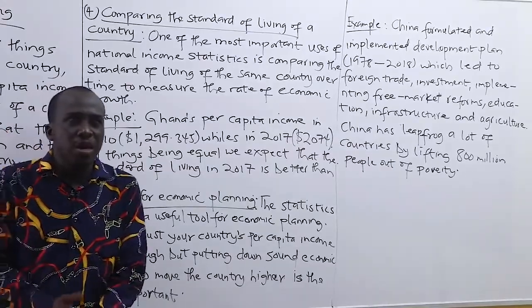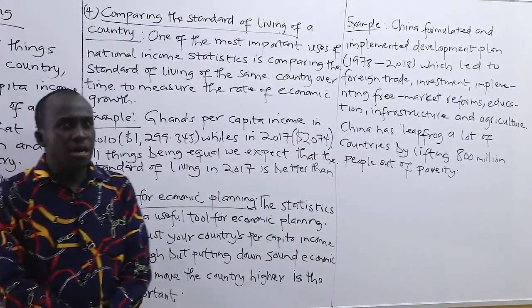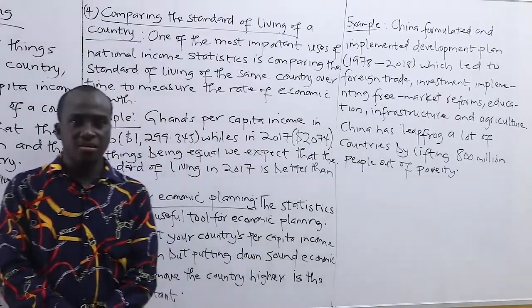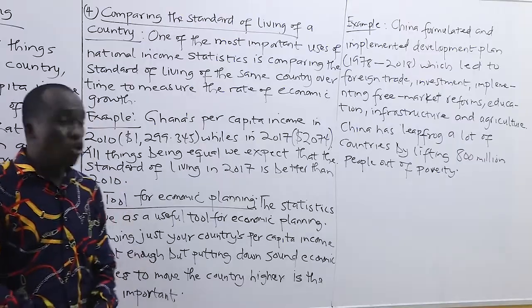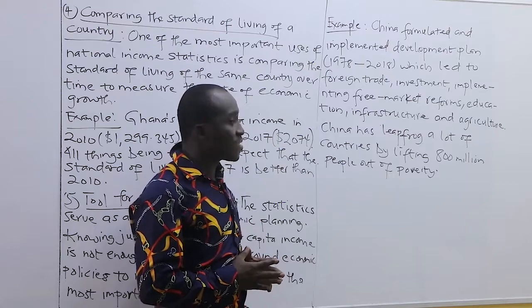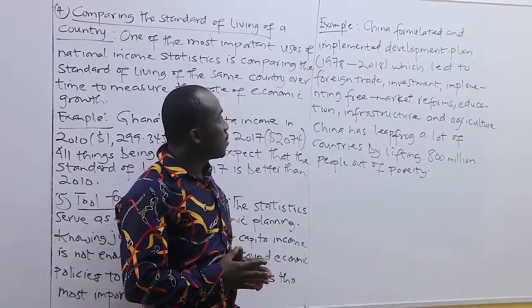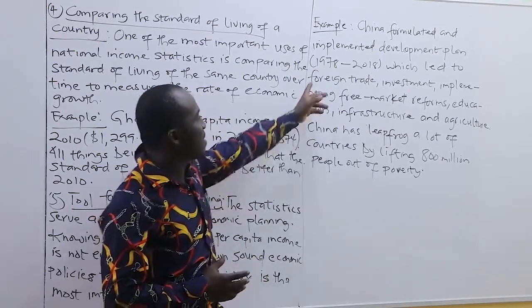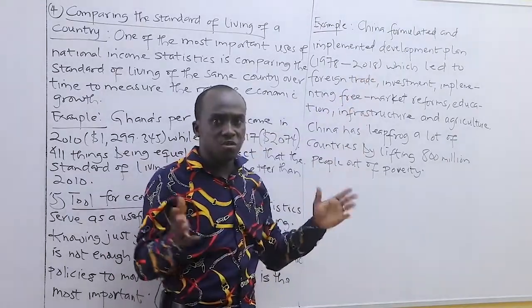Maybe it's 2,000 today, maybe you don't like it. We want to move it to maybe 10,000, 20,000 in the next 10 years. So it gives you an idea. What do you do? You sit down and formulate policies. China, for instance, in 1978, formulated and implemented a development plan from 1978 to 2018. It was a 40-year development plan.